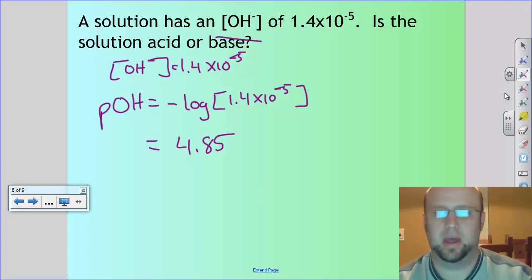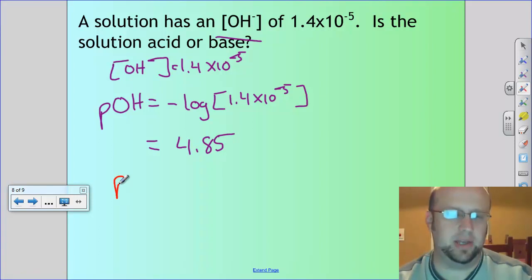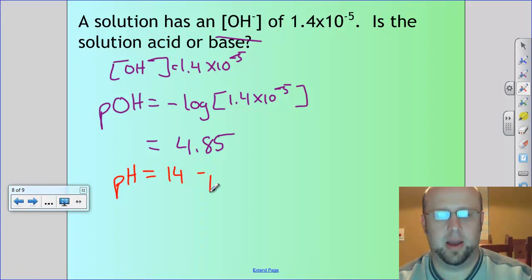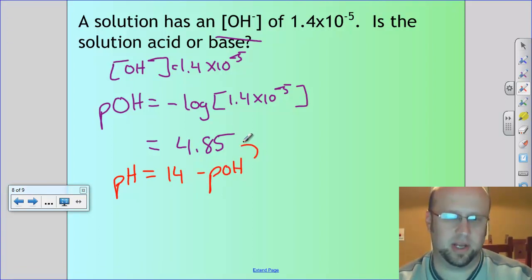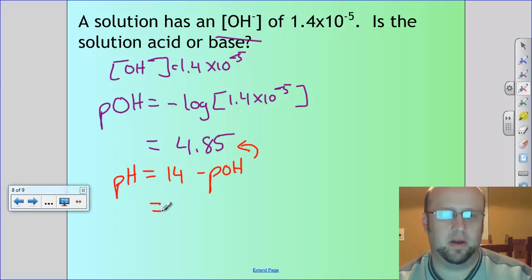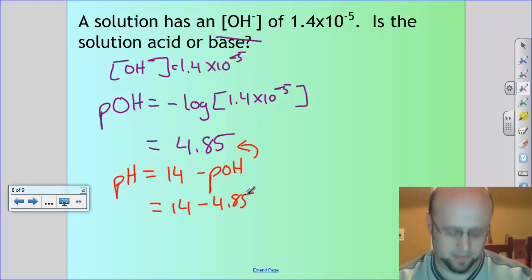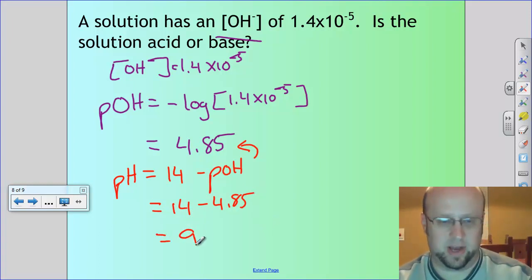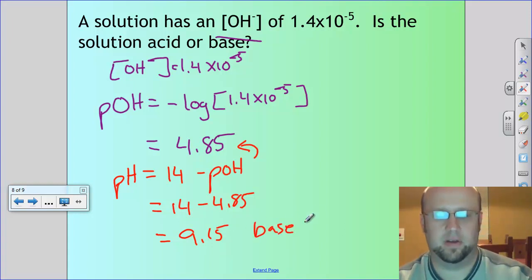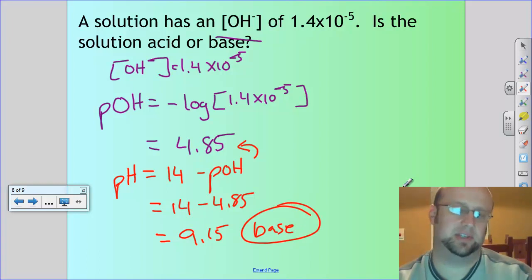Okay? And then remember that to find pH, the pH is actually equal to 14 minus the pOH. And since we just found our pOH right here, okay, that means that it's 14 minus 4.85. Okay? And that's going to give us a value of 9.15. So is that an acid or a base? Well, it's above 7, so it has to be a base.